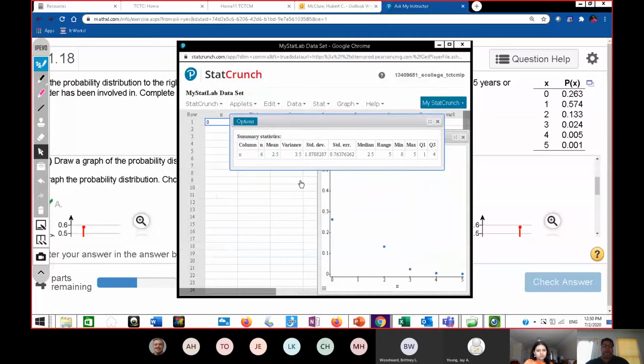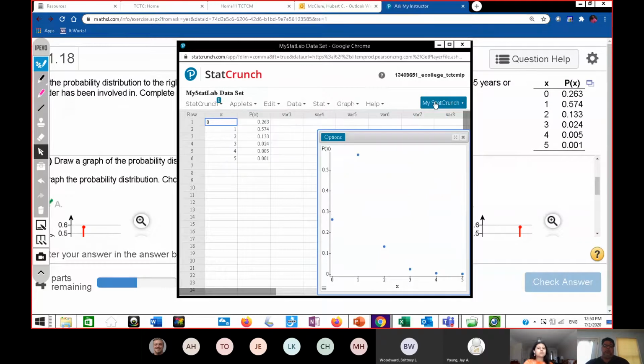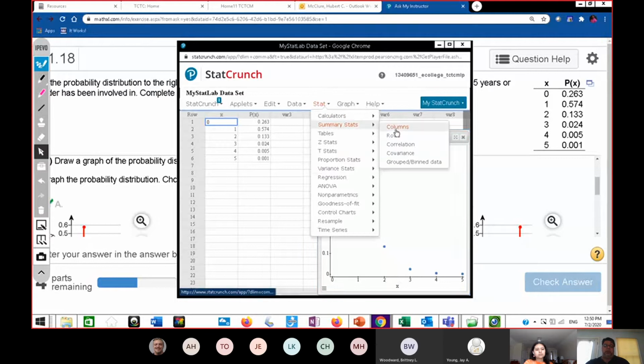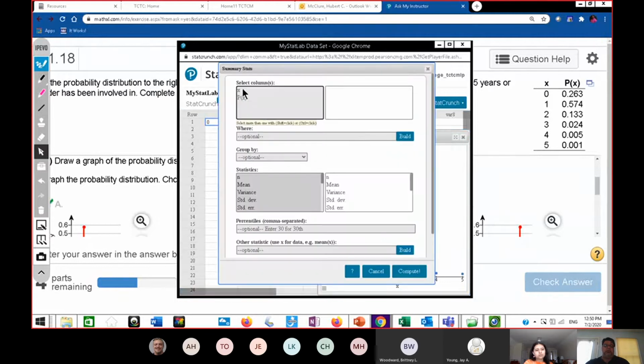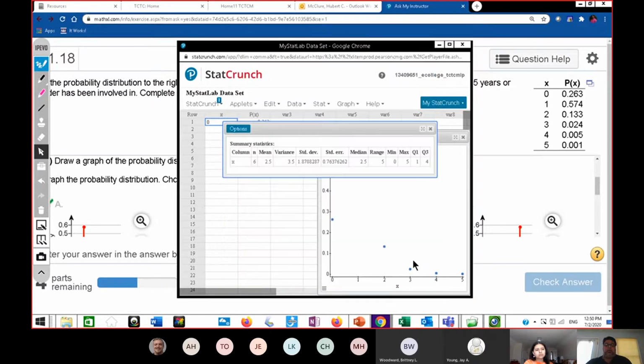I don't know if this is right because I think they just did X. I thought they were supposed to do both. Let me hit both and see what happens. Stat, summary, columns, there and there. No, so it's just going to do one. So I guess it's asking which one is the dependent variable or independent, and that's always going to be X. Let's see what we get.